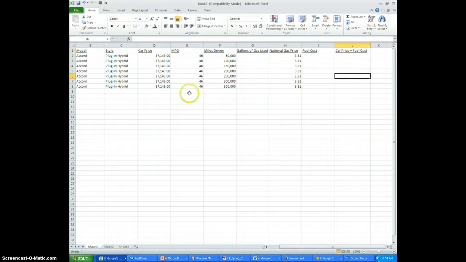So we're going to see if you keep a car for 300,000 or 350,000 miles, whether it's more effective to buy a plug-in hybrid or to purchase a regular Honda Accord. And we're going to compare two types of Accords, okay? But before we get to that, I just want to show you how we're going to do the processes, okay?